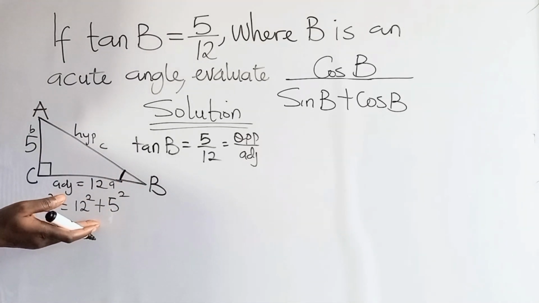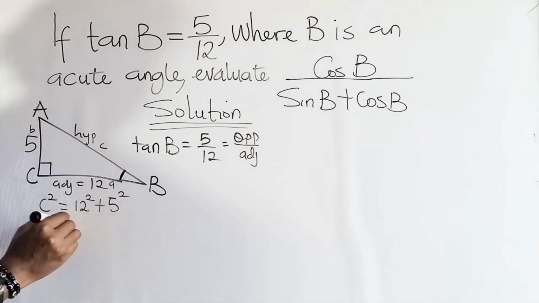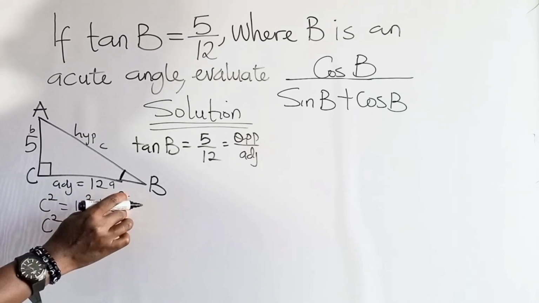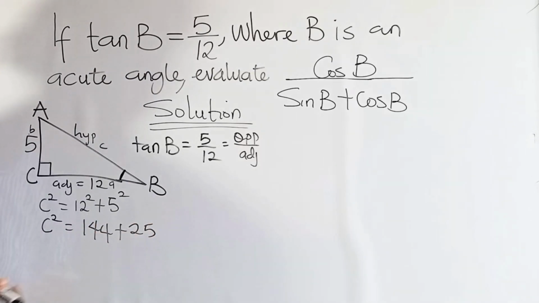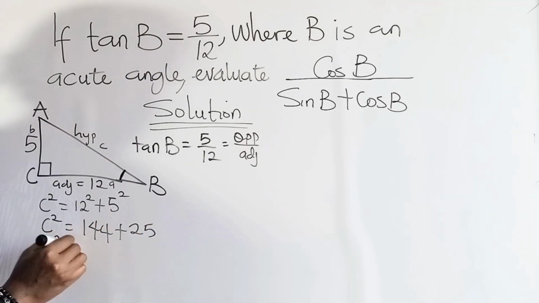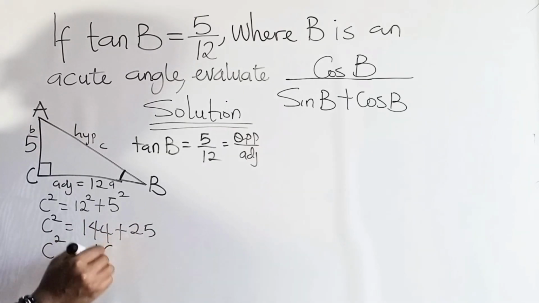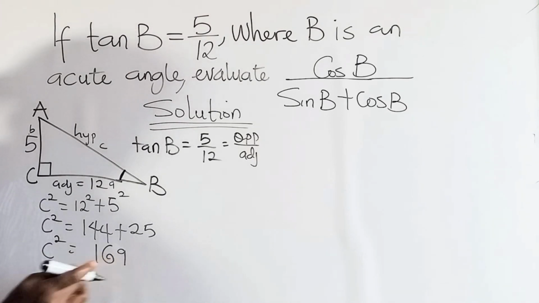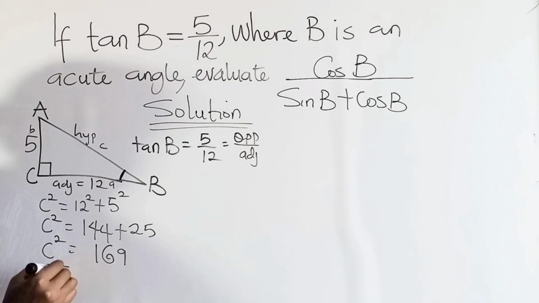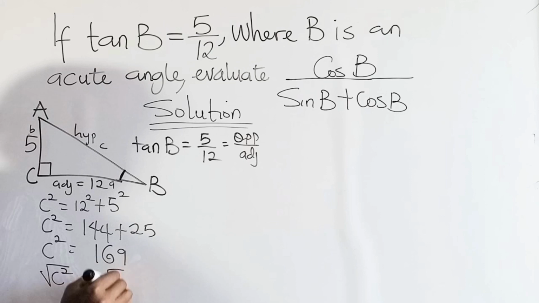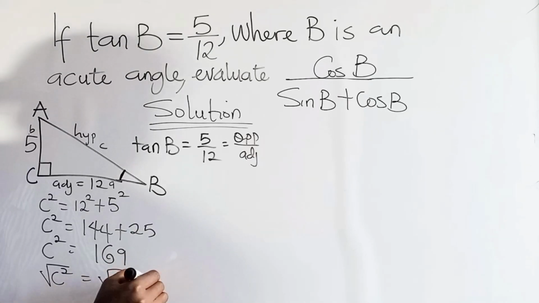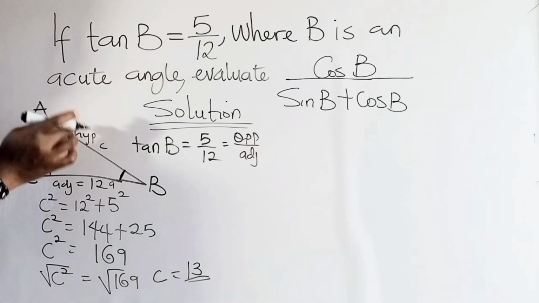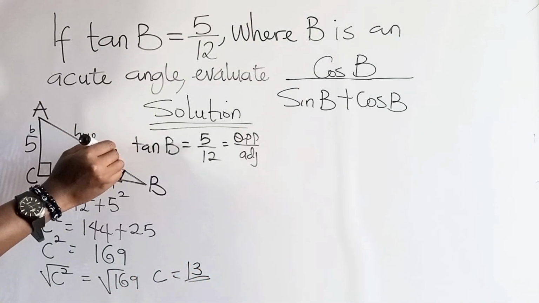I hope you understand what I'm doing here. So it becomes C square equals the square of 12 is 144 and the square of 5 is 25. Let's add up. C square becomes 144 plus 25 will give us 169. Now we find the square root of both sides. So the square root of C square equals the square root of 169. And this gives us C equals 13. Now we have the length AB as 13.